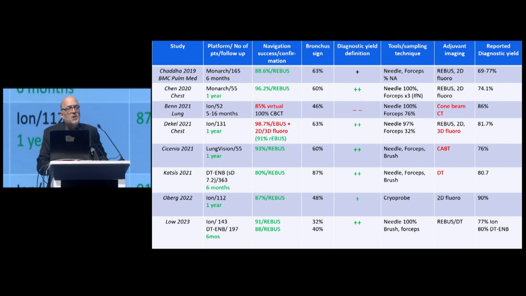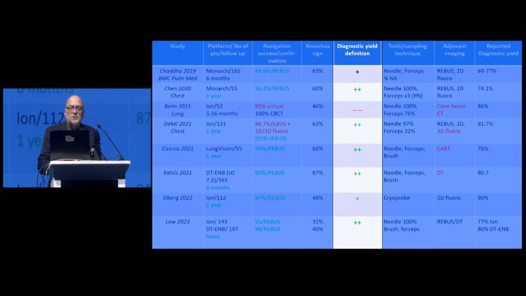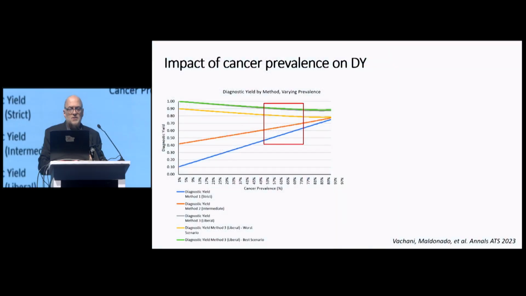Look at all the robot trials out there in the literature. Their diagnostic yield definitions have been all over the place, from non-existent to intermediate to strict. So how do you compare studies? One study says I have a 98% diagnostic yield but used a very liberal definition of diagnostic yield.